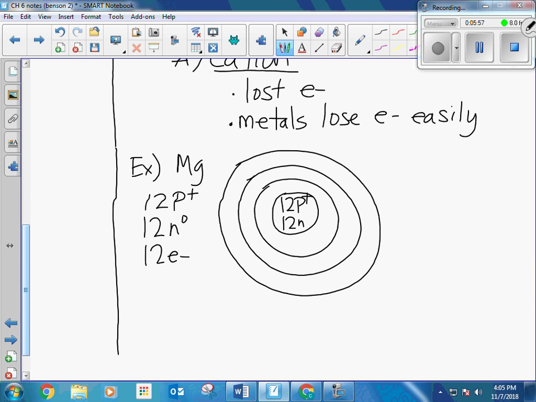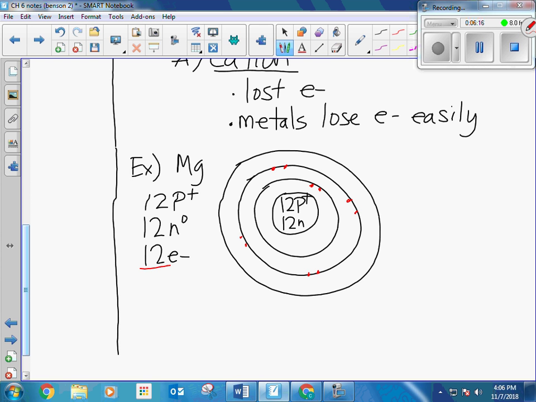Probably good if you guys start using some other colors in your notebook so you can see the electrons. Remember that we are going to put 12 electrons into our diagram. So we know right now that 2 electrons go in the first shell. We have 8 in the second.